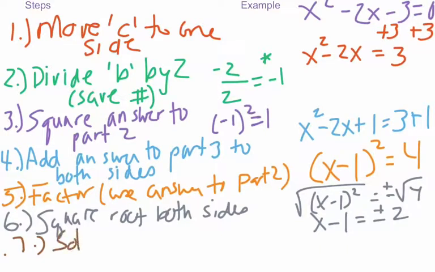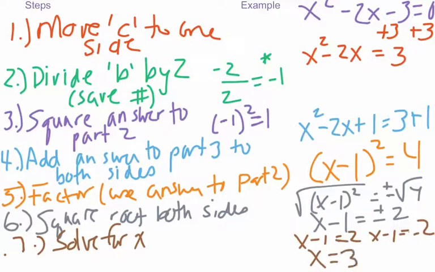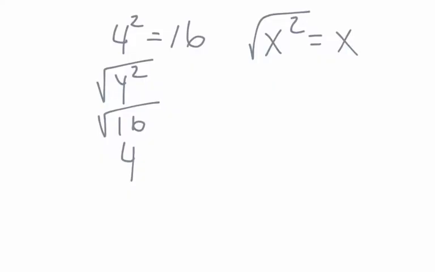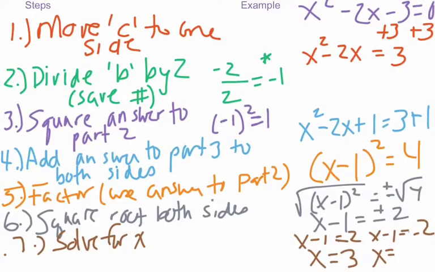Now we have to solve for x. And so we'll have x minus 1 equals 2, and then we'll have x minus 1 equals negative 2. So you actually split it. Let me try that one more time. 2, negative 2. Okay, and this is an equal sign. And of course, we'd add 1 to both sides, so x is equal to 3. Here we're going to add 1 to both sides. Negative 2 plus 1 is negative 1.